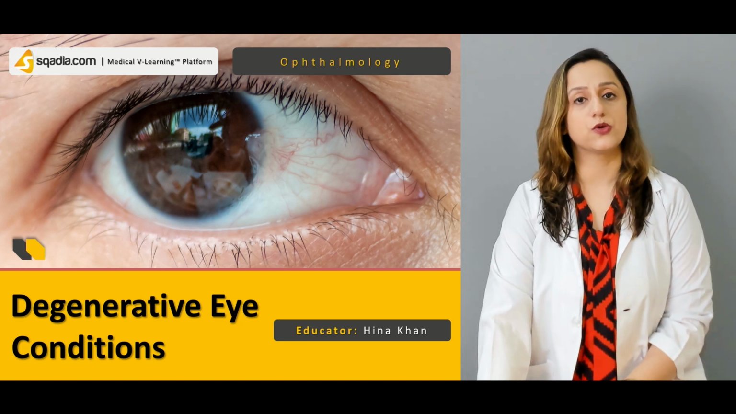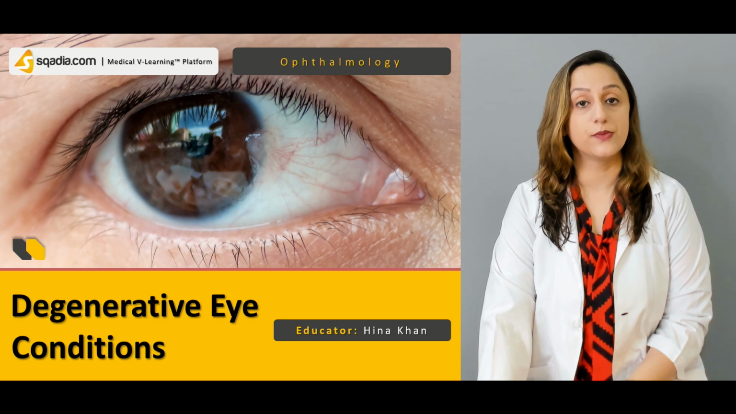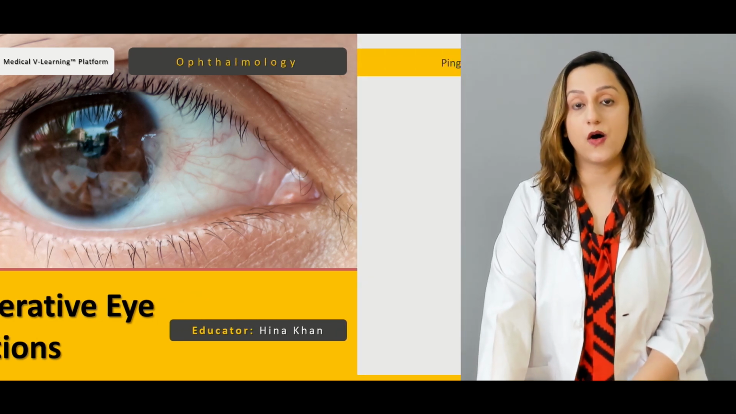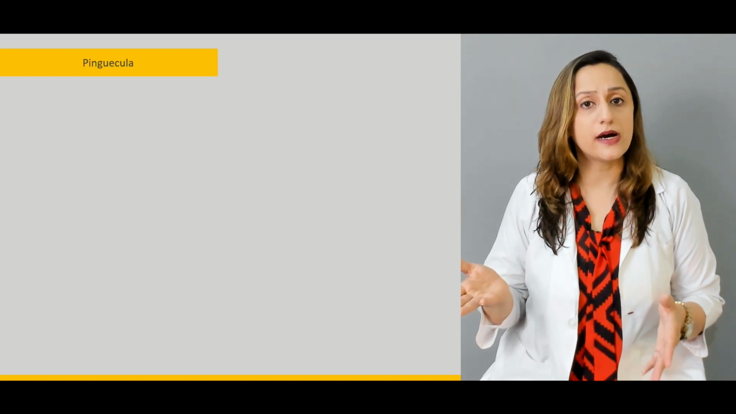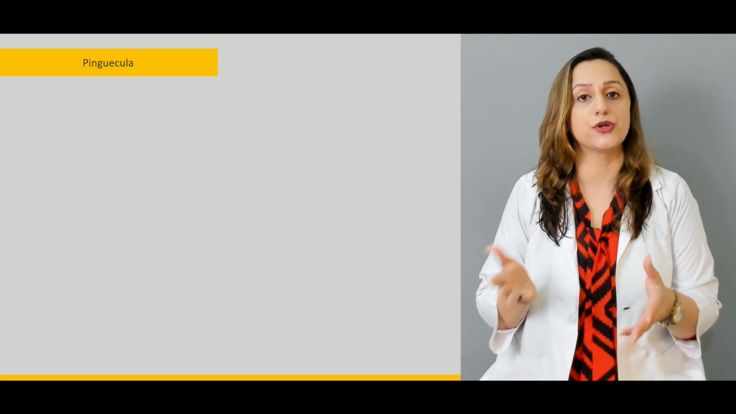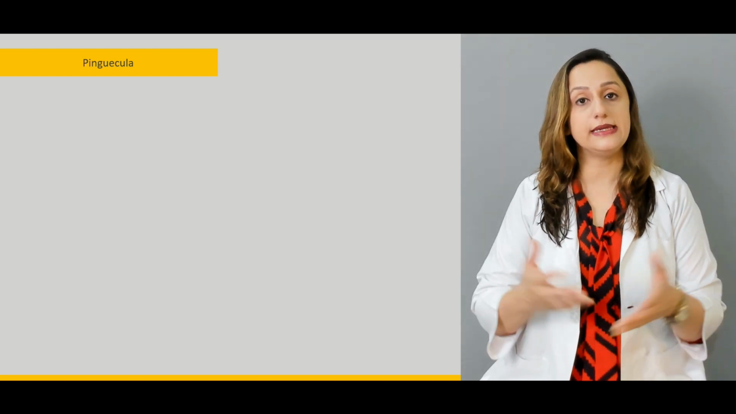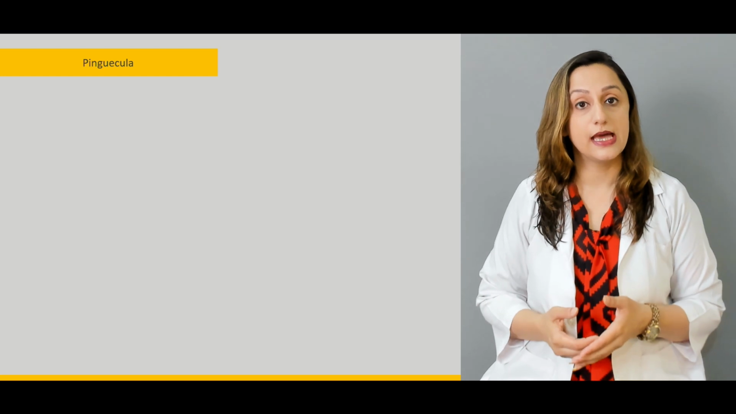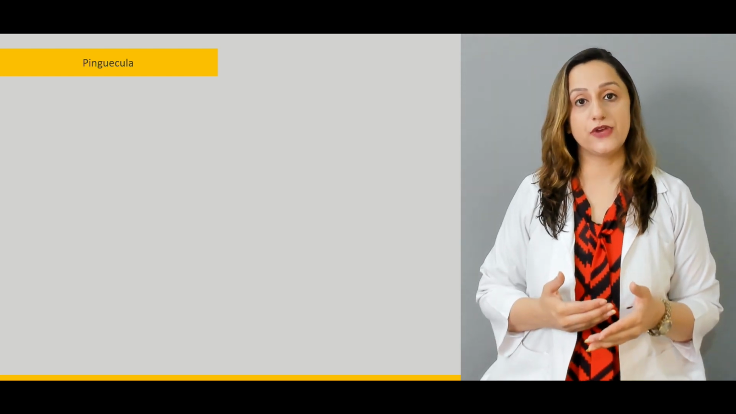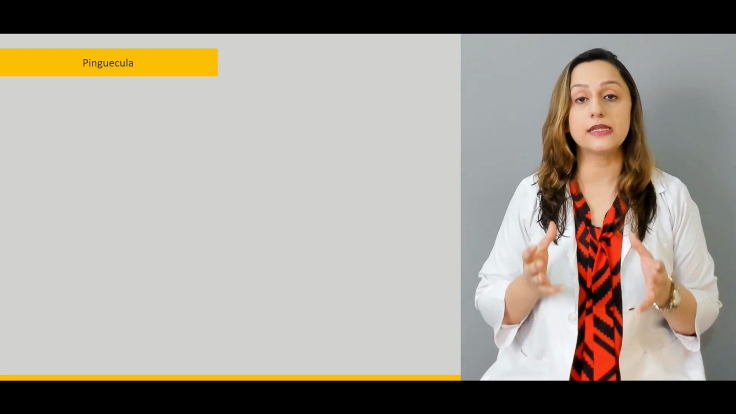Now, why is that so? Why is this bulbar part more prone to the development of these degenerative conditions, whether it is the Pinguecula, the Pterygium, or the Concretions? Because it is the most exposed part towards the environmental conditions. All of these degenerative conditions have one thing in common.